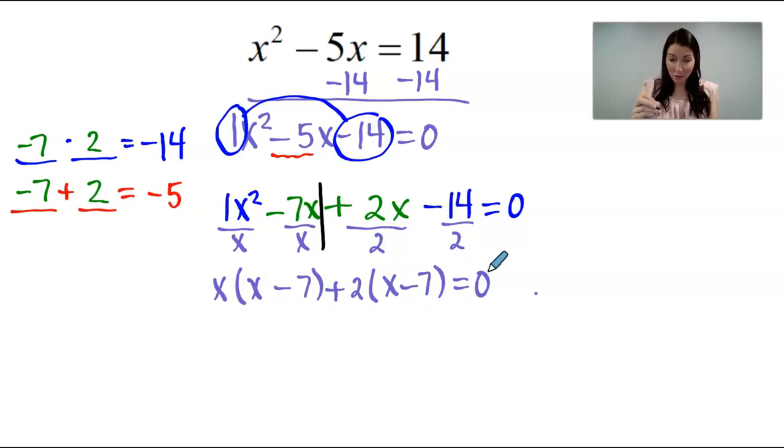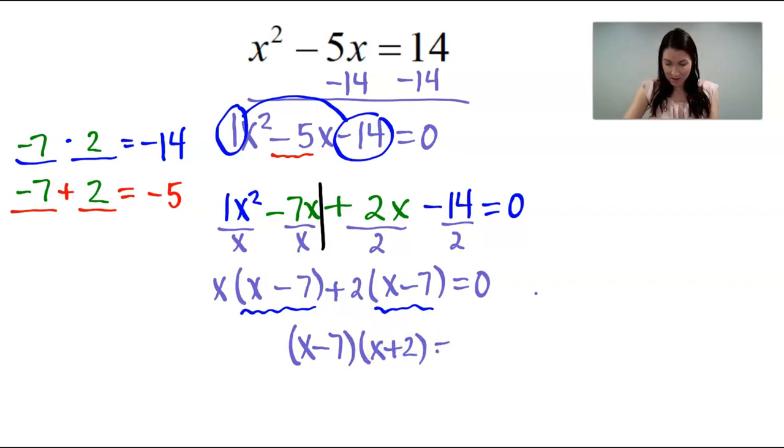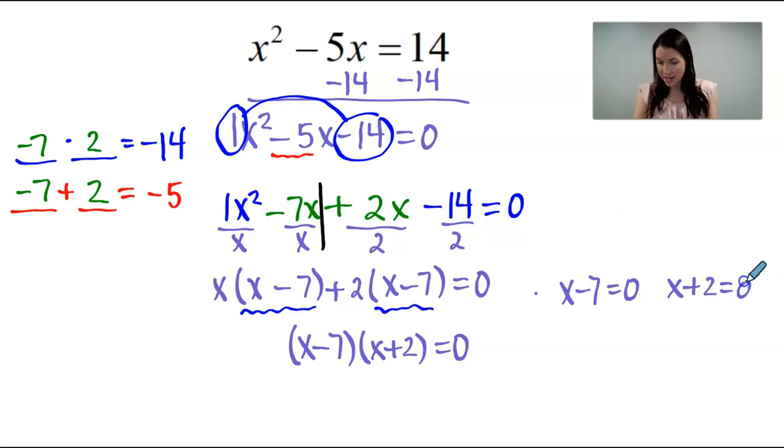Our final factored form, oh, by the way, did I do it correctly? I know I did because these match up right here. So my final factored form is x minus 7 times x plus 2 equals 0. Again, let's use our zero product property that says if I multiply two factors together and get 0, well then either the first factor has to equal 0 or the second factor has to equal 0. And that gives me my final answers of 7 and negative 2.